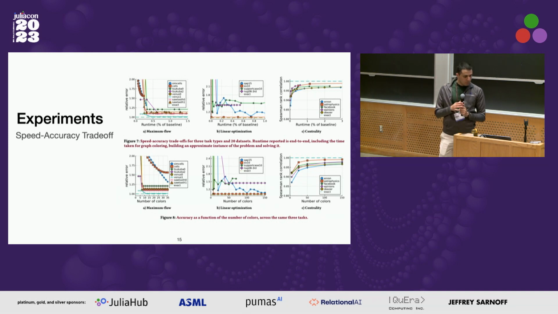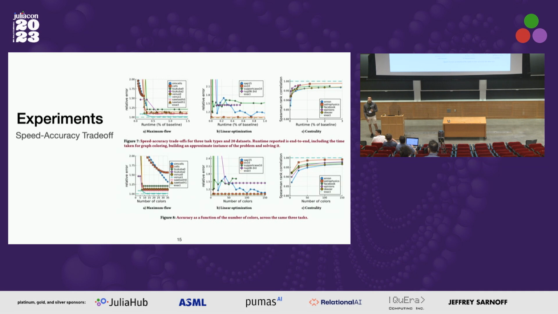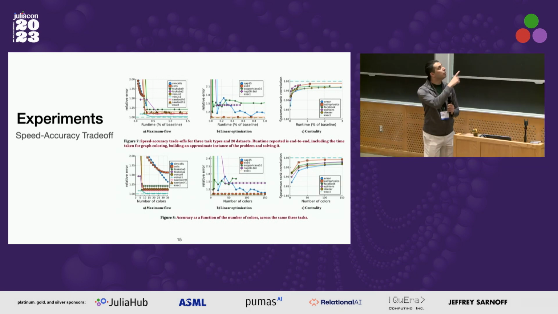Cool. Any questions? Please. Does the runtime include the coloring? Yes. So the ratio you're seeing is coloring time and the compression time, and running the algorithm on the compressed graph over just running it directly on the full graph. Yeah. Of course. Thank you.